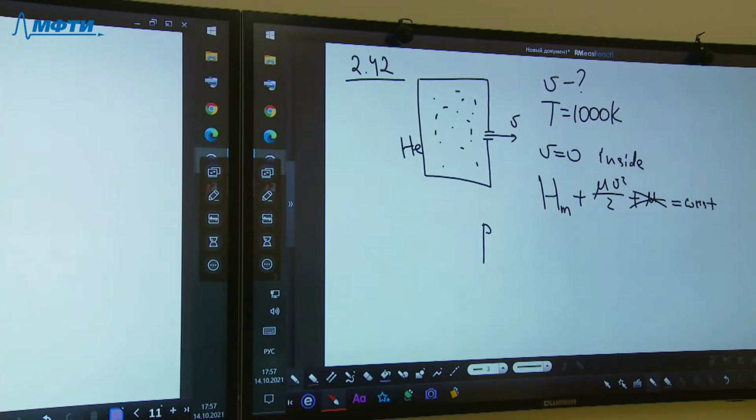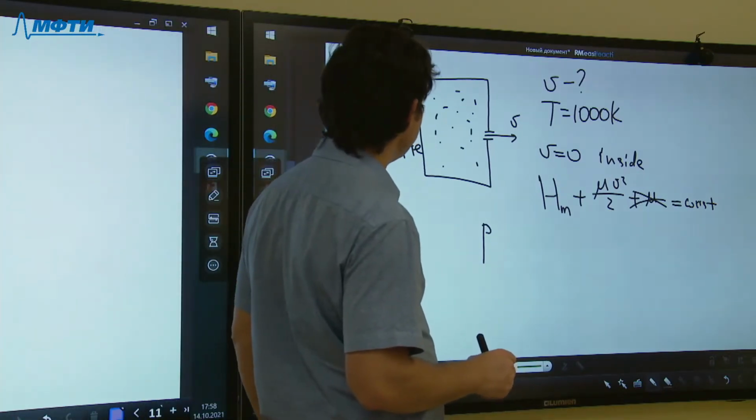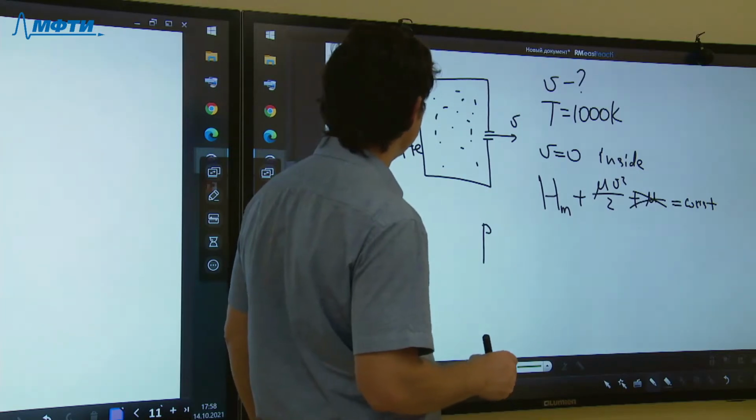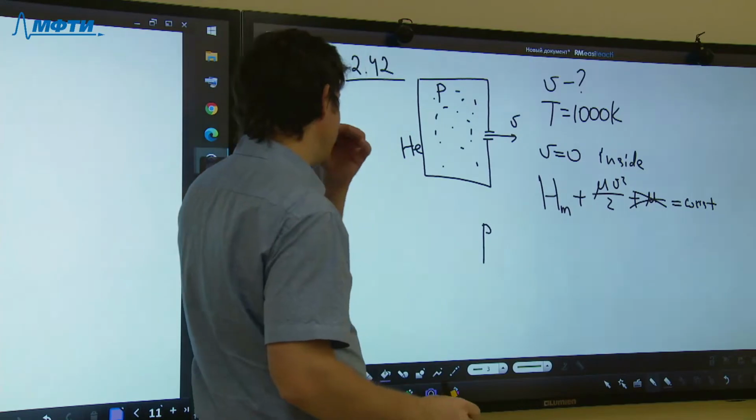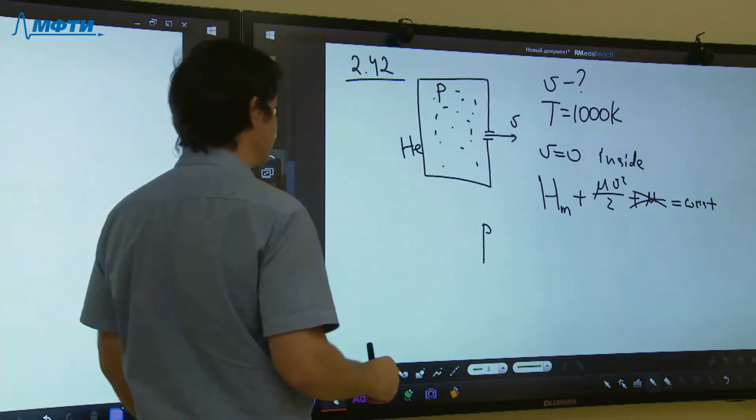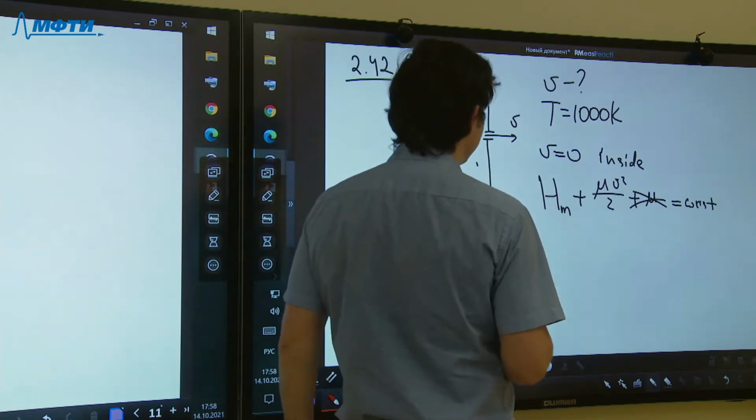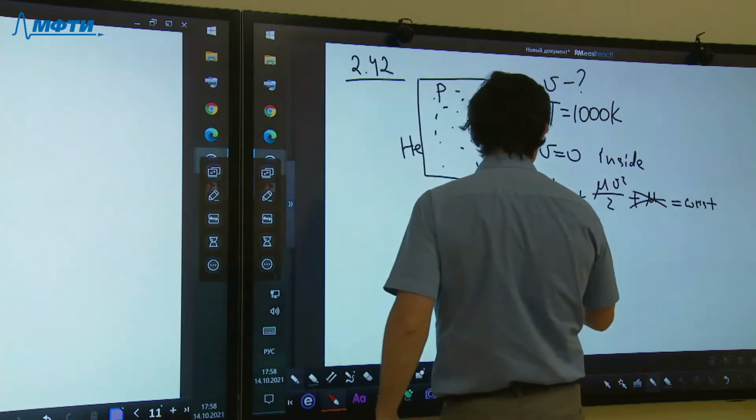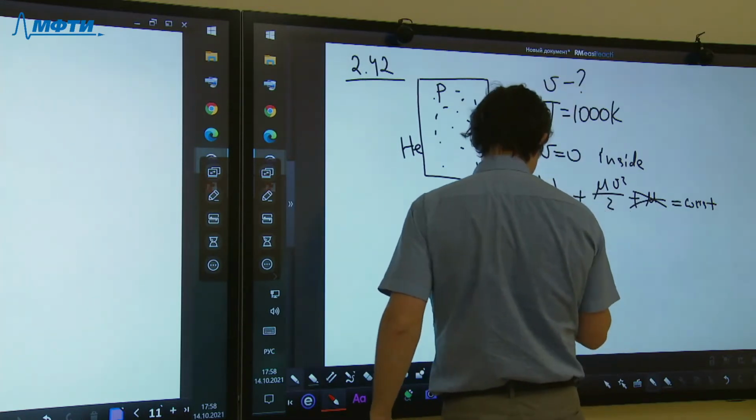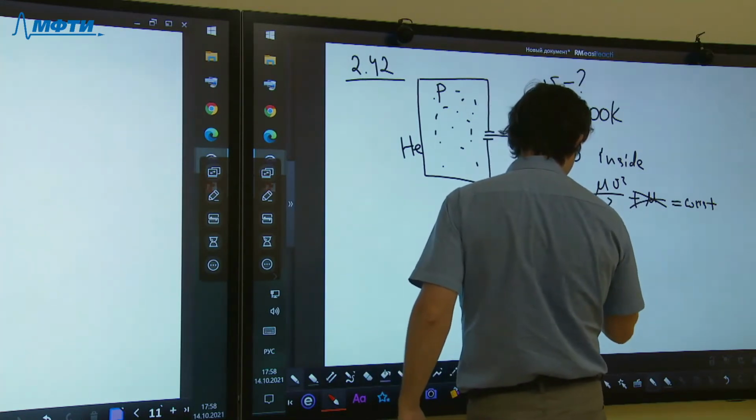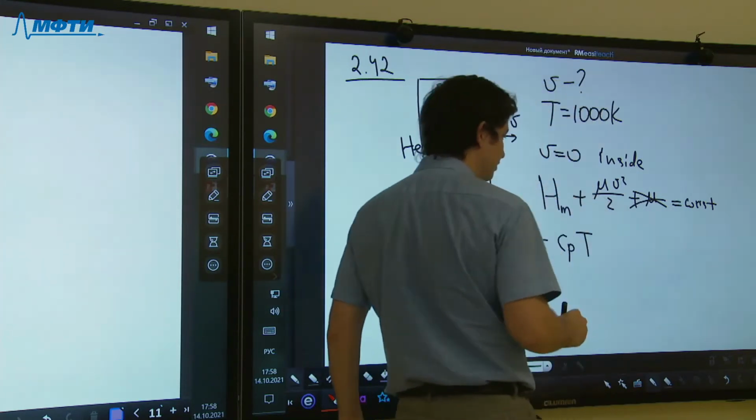Well, and I feel like we don't have enough variables to solve this problem. Probably we are missing something like a pressure. Probably this pressure would disappear in the end, but let's say we know the pressure here. Okay, so we need to determine this molar enthalpy. Molar enthalpy is equal to the product of the molar heat capacity at constant pressure by the temperature.